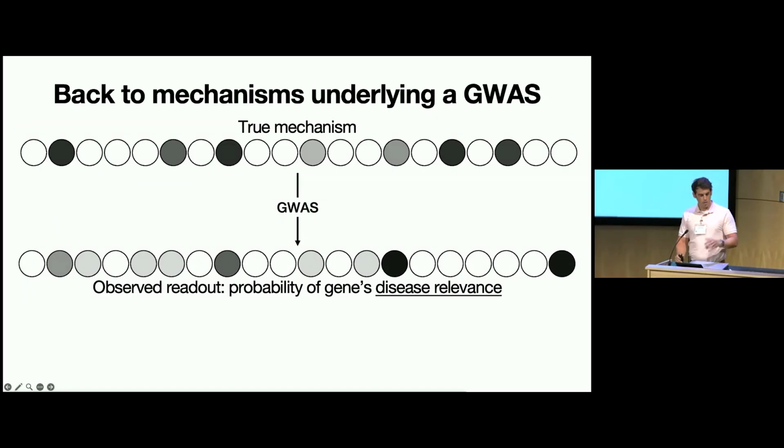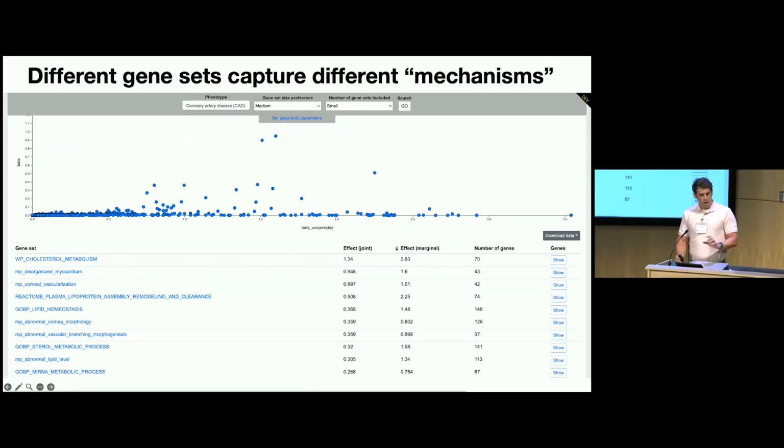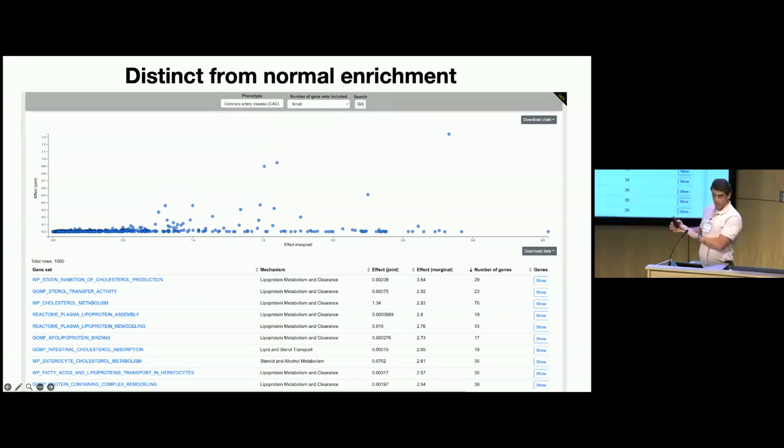So if you look at the gene sets that are at the top of the model, this is, again, for coronary artery disease, you can tell by their labels that they're picking out different mechanisms, right? So the cholesterol metabolism gene set looks like it's probably a different thing than the disorganized myocardium. That one's a WikiPathway for cholesterol metabolism, the second's a mouse phenotype. This is very different from traditional enrichment, right? Because remember, we're fitting this jointly.